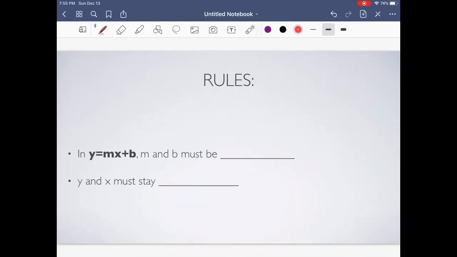So the rules for slope-intercept form. First of all, y equals mx plus b is our slope-intercept form equation. Just a reminder, in the y equals mx plus b equation, m and b must always be numbers. So these are always going to be filled in. M will be a number like 2 or negative 1/3, and b will be a number like 1 or negative 7. Y and x must always stay variables in a proper slope-intercept form equation.